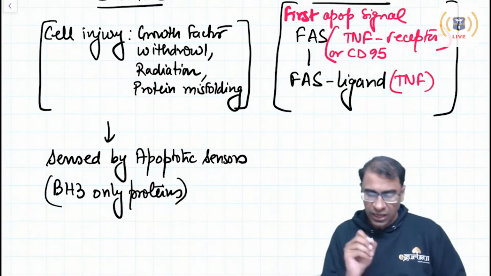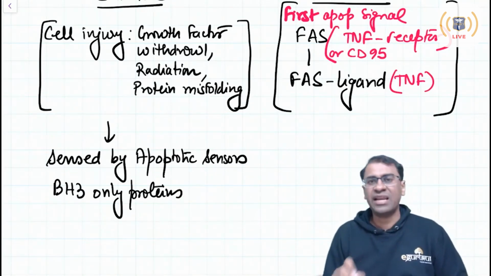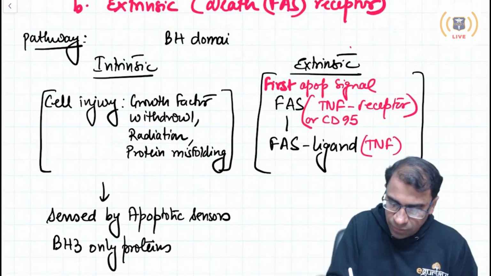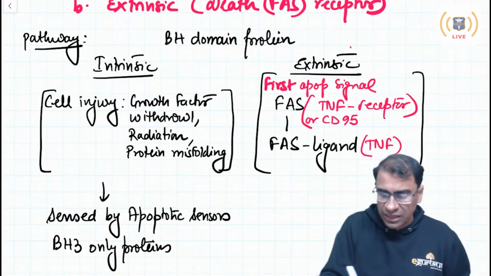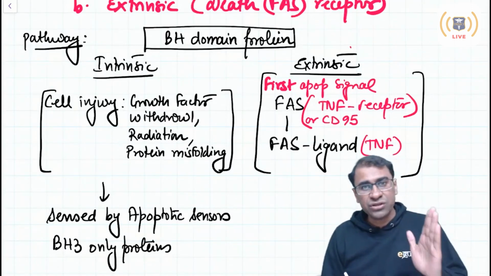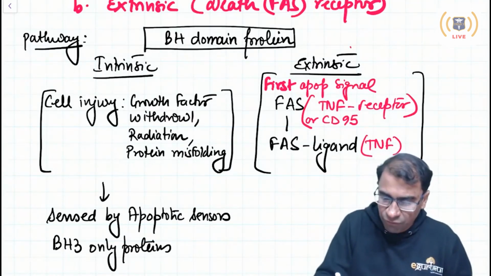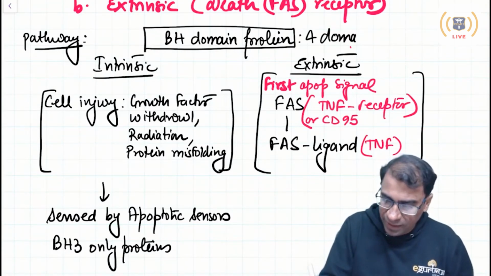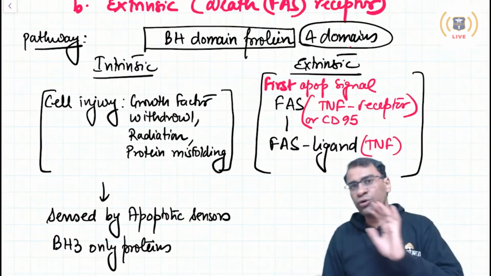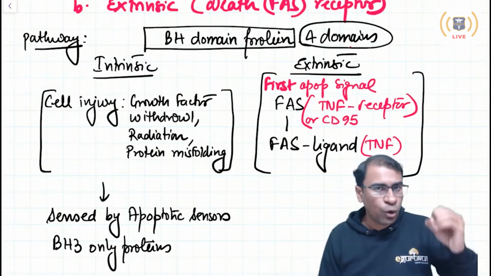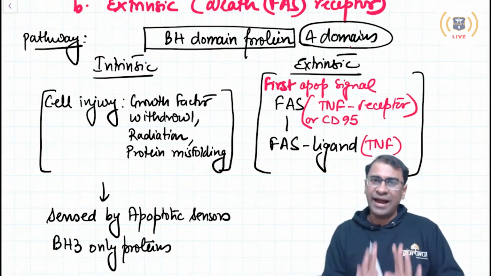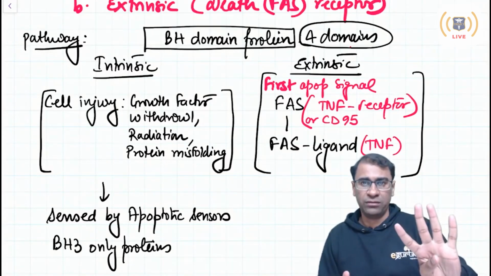Now, what are BH3 only proteins? Please understand that whichever proteins we are going to write in apoptosis, they have a BH domain. There are actually 4 BH domains. Some molecules have all 4 domains, and some have only one of the 4. Some proteins are called BH3 only, which means they have the third of the 4 domains.